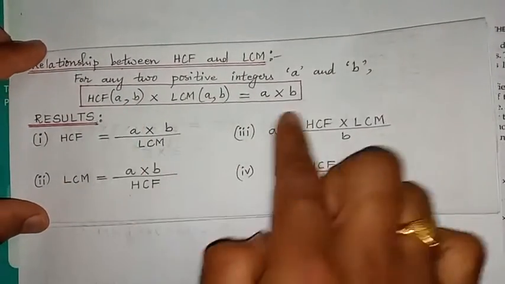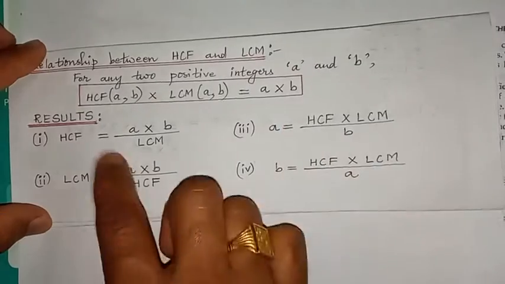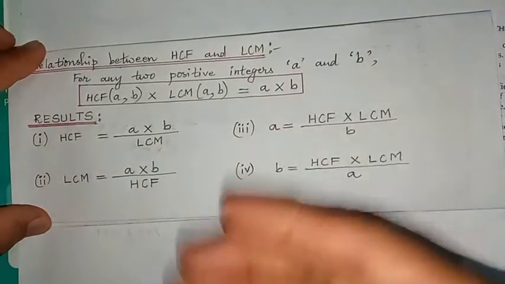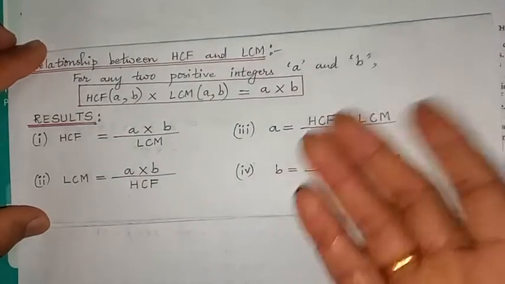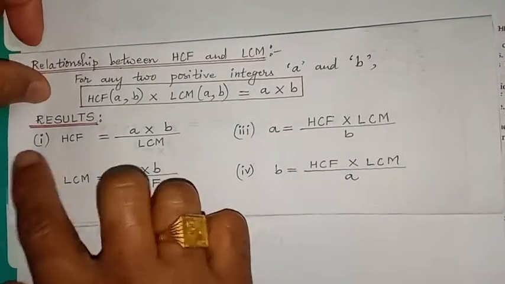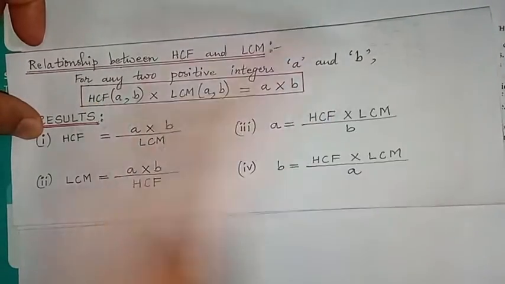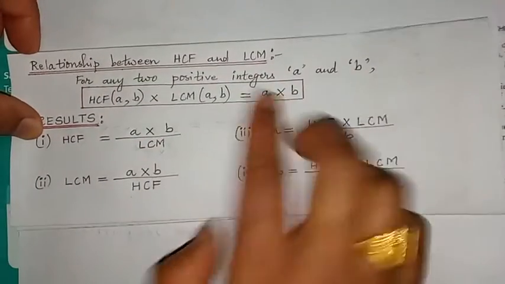Now from this relationship we have these four results. Please try to understand, because these four results are going to be applied in other sums to come in the same exercise. So the first result is this one. Look, from this relationship, you can see that HCF and LCM are on the left hand side, and A and B are on the right hand side.